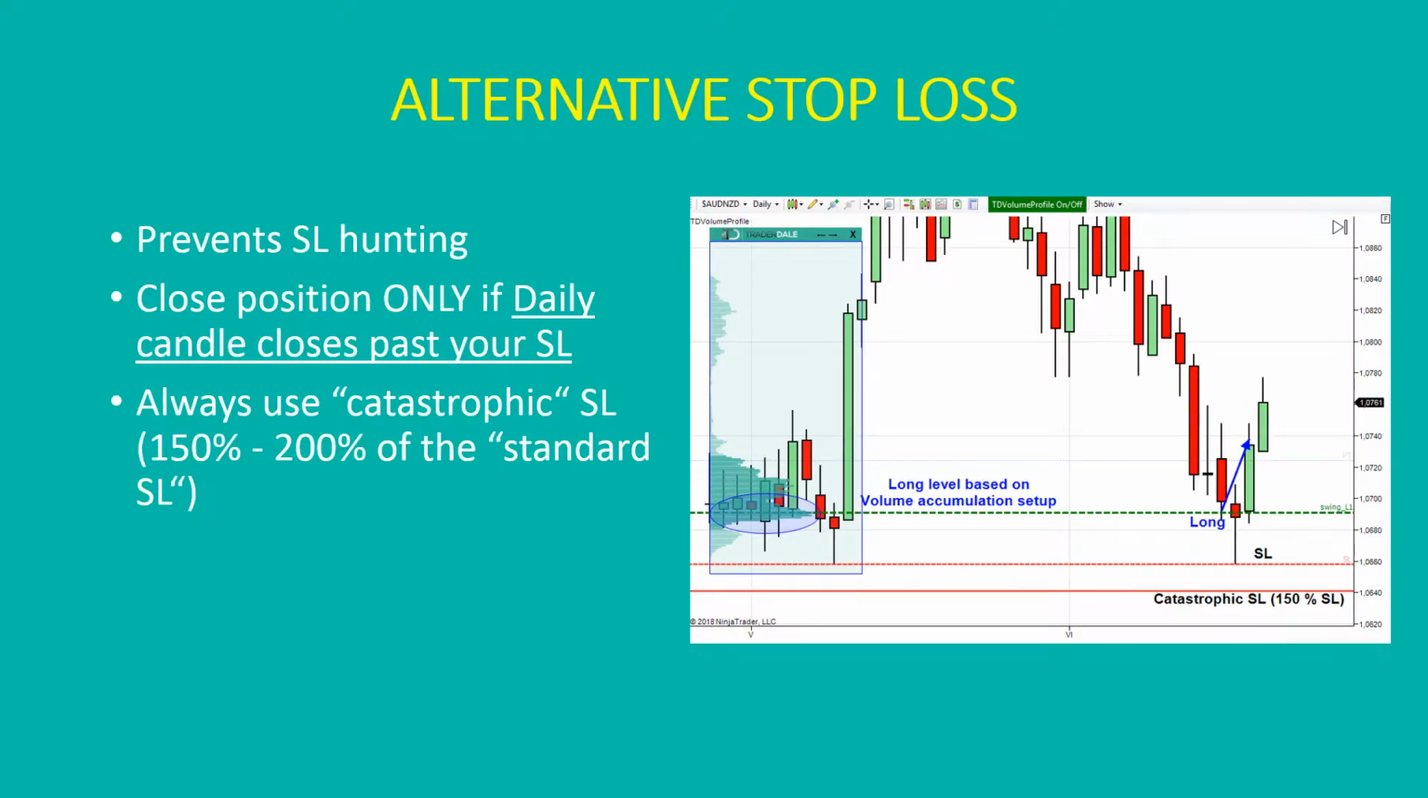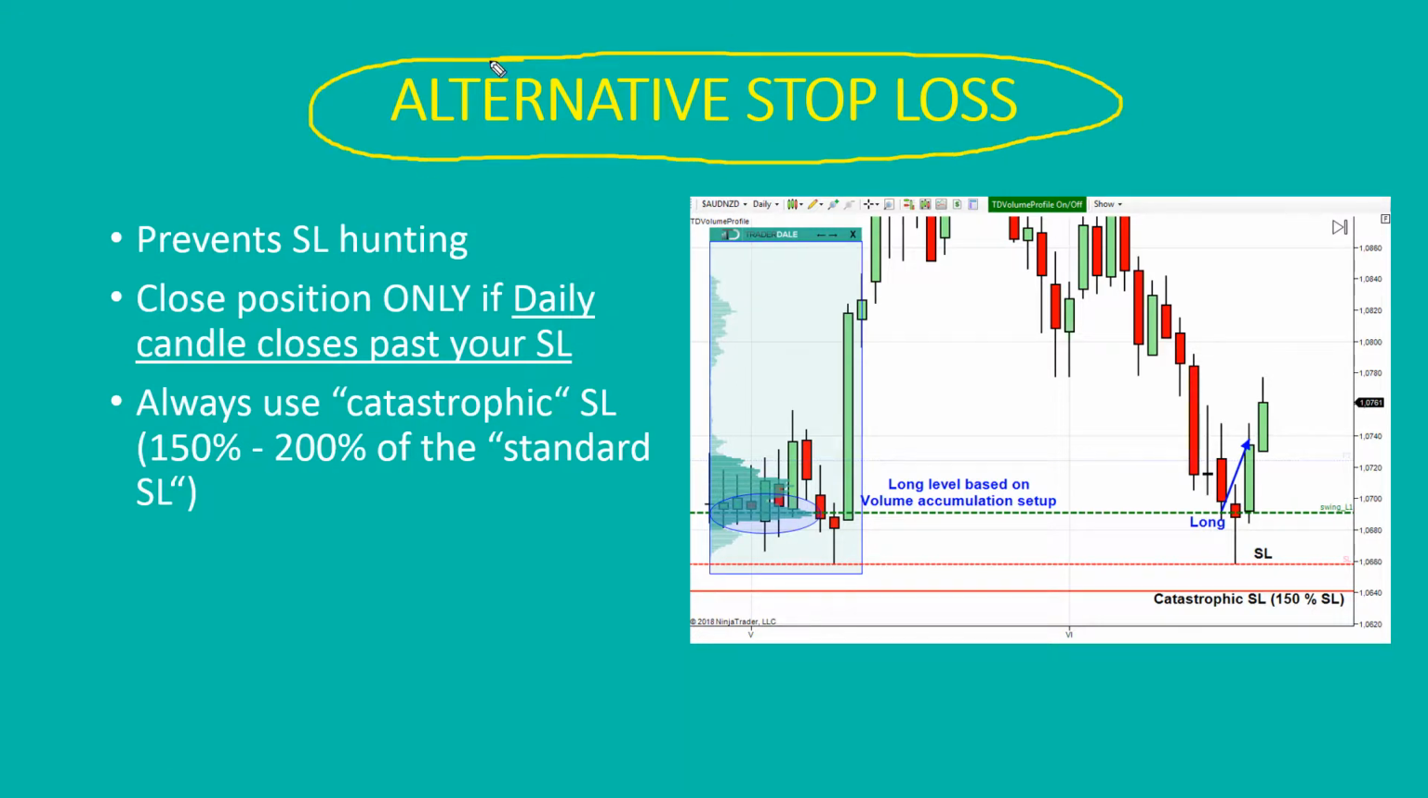Now, here is my favorite stop loss management method. I call it the alternative stop loss. I use it with all my swing trades. I've been using it for many years. I found it really useful. It prevents stop loss hunting, and the main trick behind this approach is that you close your position only if a daily candle closes past your stop loss.